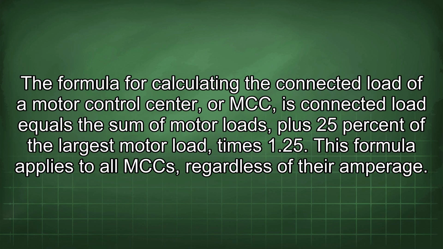The formula for calculating the connected load of a motor control center, or MCC, is: connected load equals the sum of motor loads plus 25% of the largest motor load, times 1.25. This formula applies to all MCCs, regardless of their amperage.